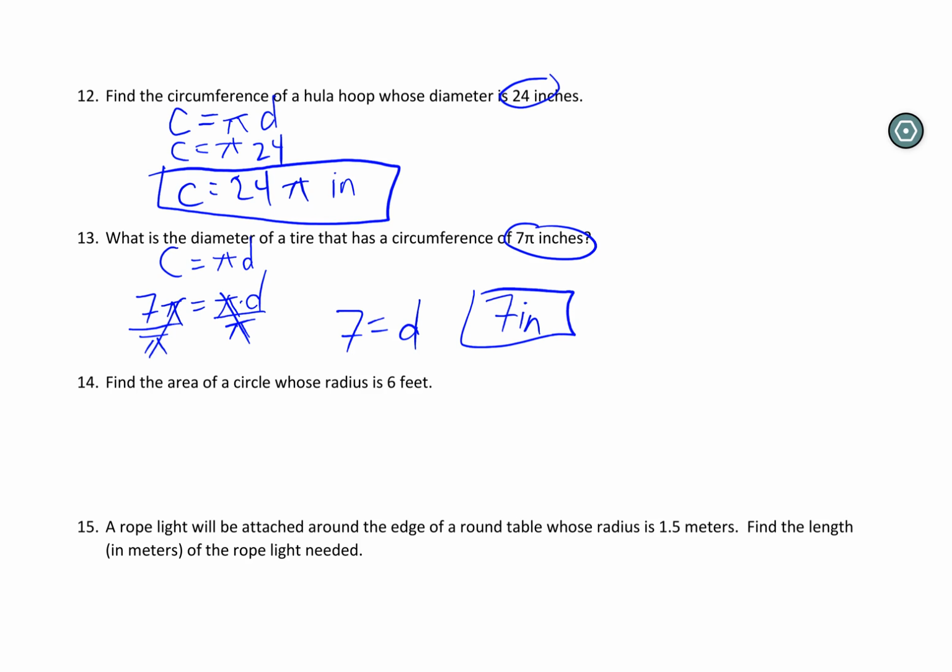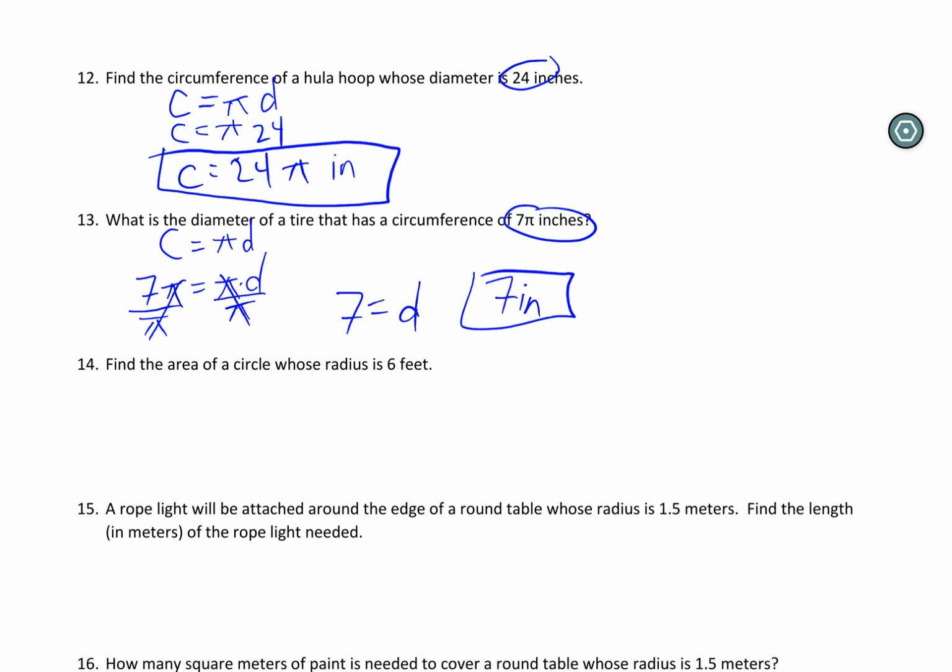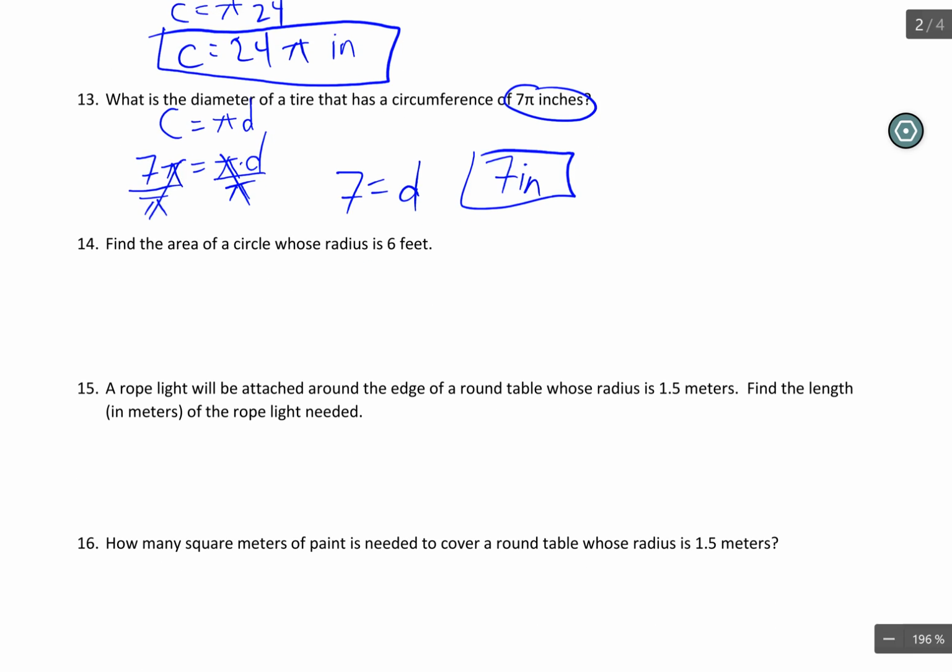Question 14, find the area of a circle whose radius is 6 feet. So area formula for a circle, area equals pi times radius squared.